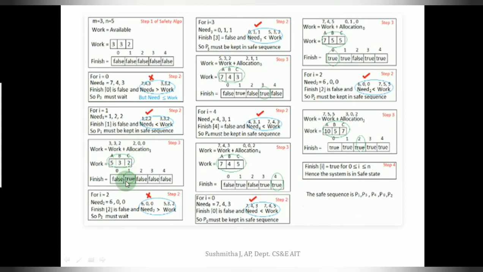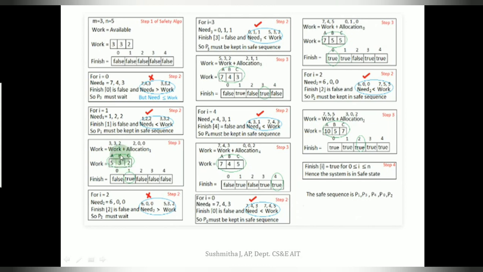Now let us go to step 3. You can see here, the finish of process 1 is true. And now my available or the work is changed. It is allocation plus the work. If you look into the matrix before, the allocation was 2 0 0, plus my work was 3 3 2.